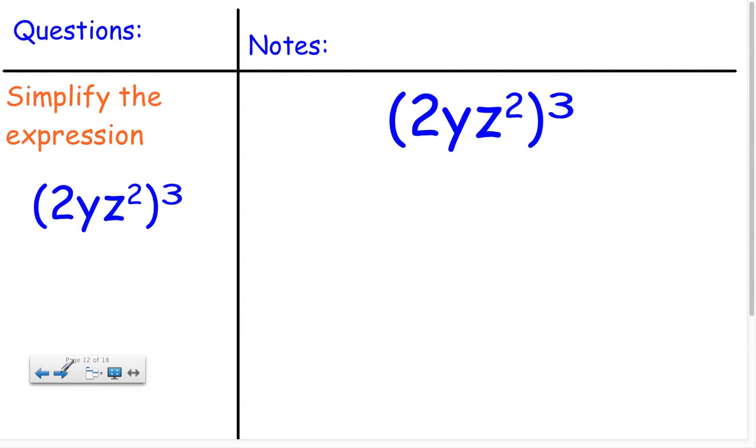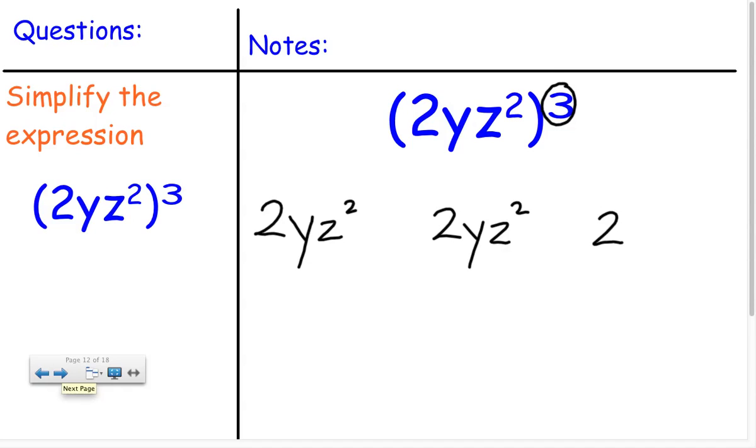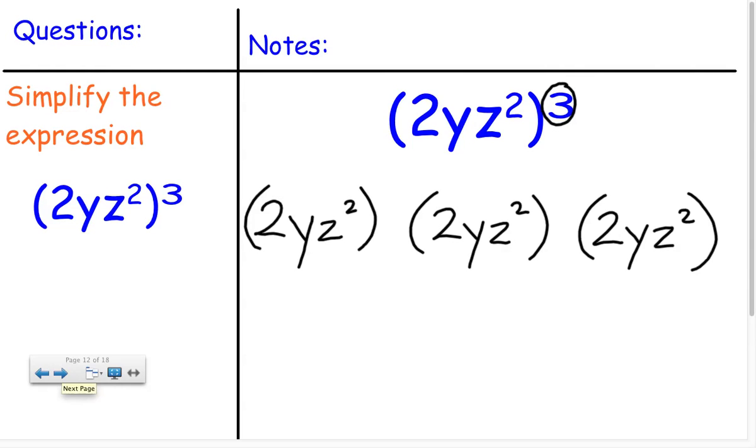Next, 2yz squared, all raised to the third power. Again, I'm going to look outside of my parentheses to this 3 right here. That tells me how many times I'm going to write the parentheses. So I'm going to write 2yz squared 3 times again: 2yz squared, 2yz squared, 2yz squared. And if it helps you, you can do this as well. That can help keep your problem a little more organized.